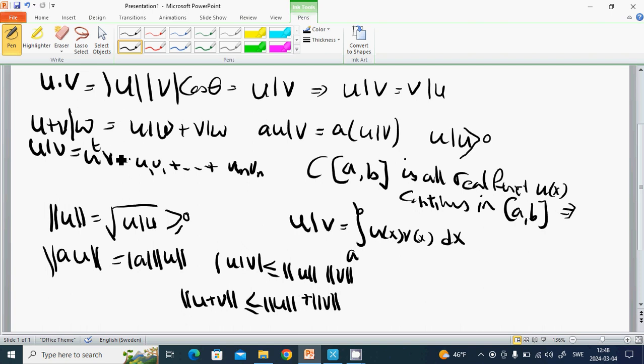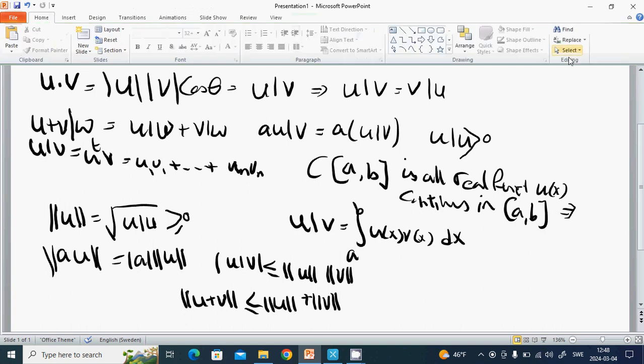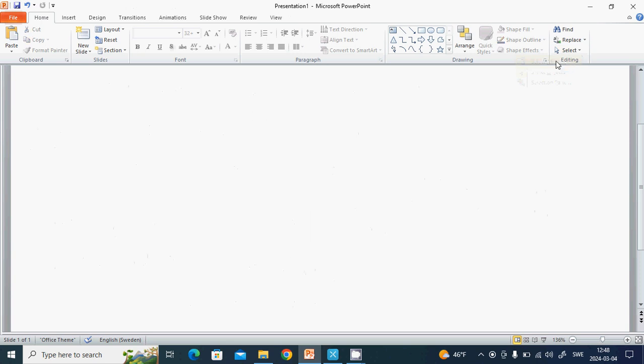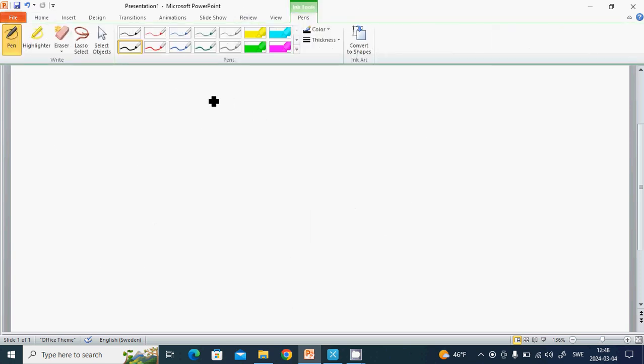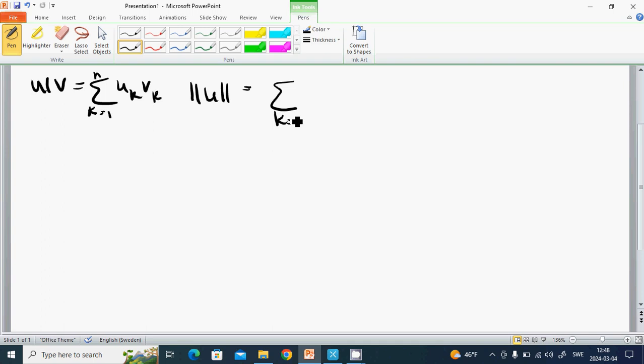Example: u·v is equal to the sum for k from 1 to n of u_k v_k, and norm u equals the square root of the sum for k from 1 to n of u_k squared.